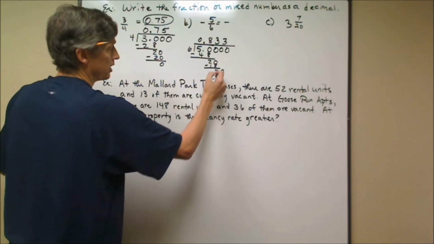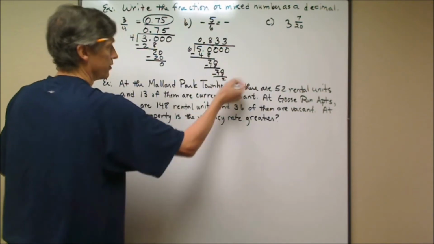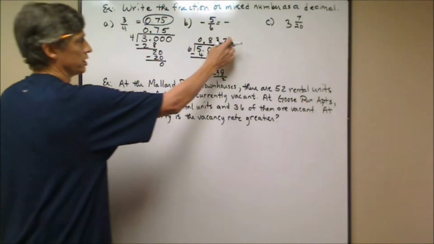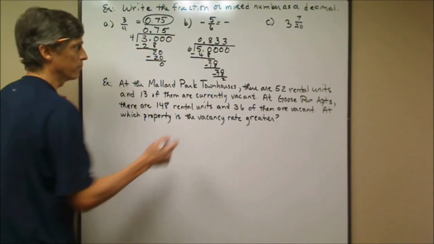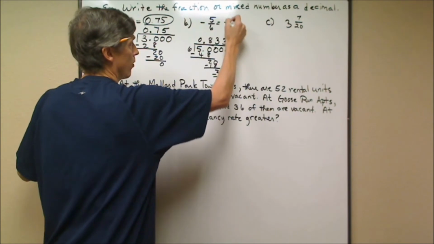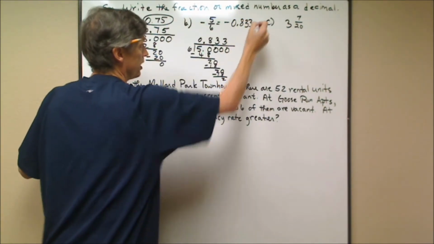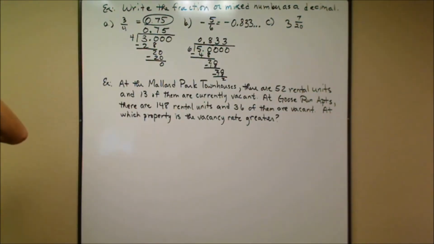3 times 6 is 18. 20 minus 18 is 2, bring down a 0. It's just going to continue this pattern. You have a repeating pattern here with the digit 3. So you can write this a couple different ways. You can write this as 0.833 and then add 3 dots on the end. It means "and so on."